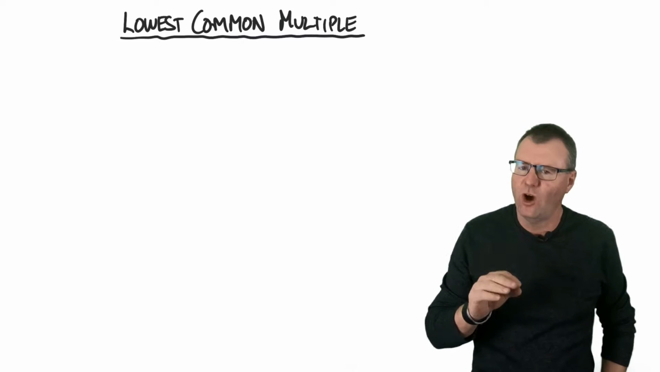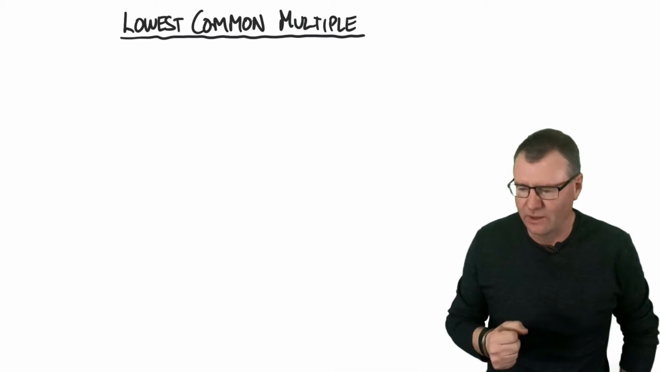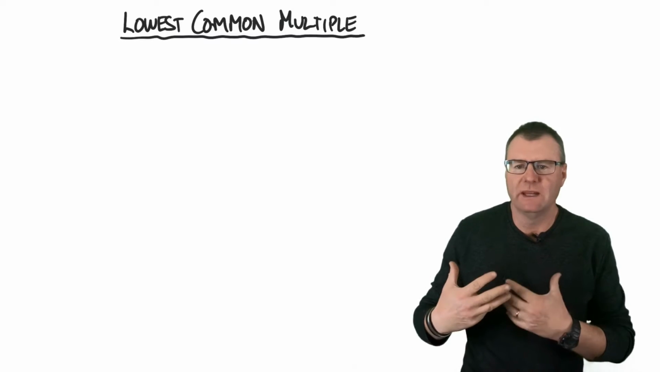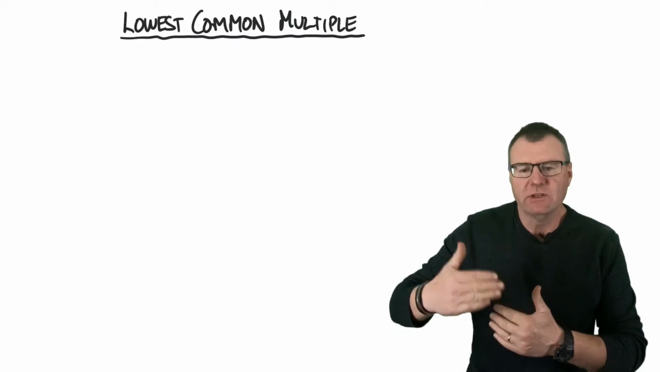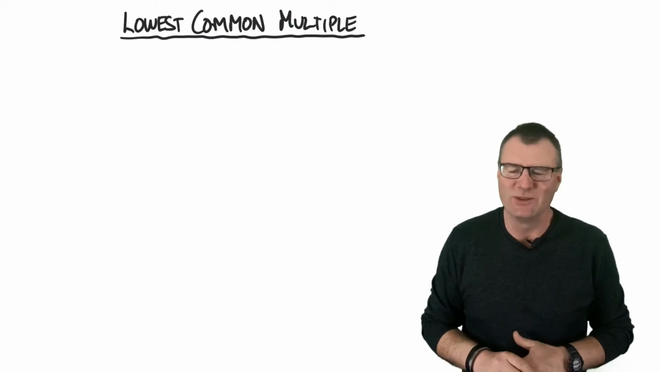We're going to talk about what we call the lowest common multiple, because we're going to use this when we work with fractions and a few other things. What is a multiple? A multiple of a number is just every time I multiply it by something, I get a multiple. Probably the best way is just to give you an example.